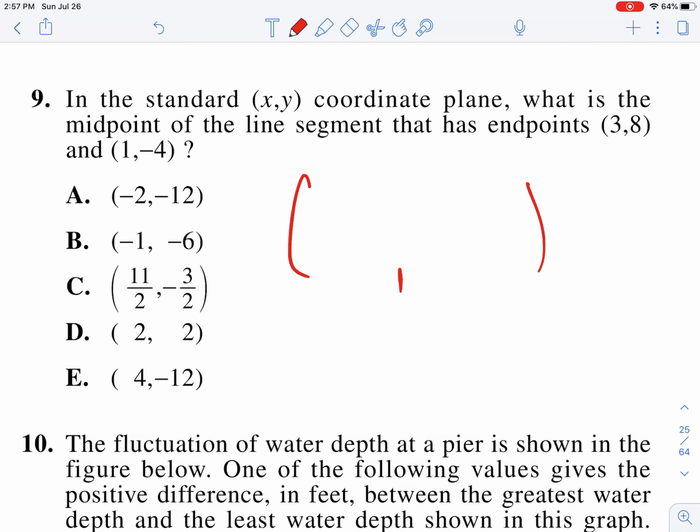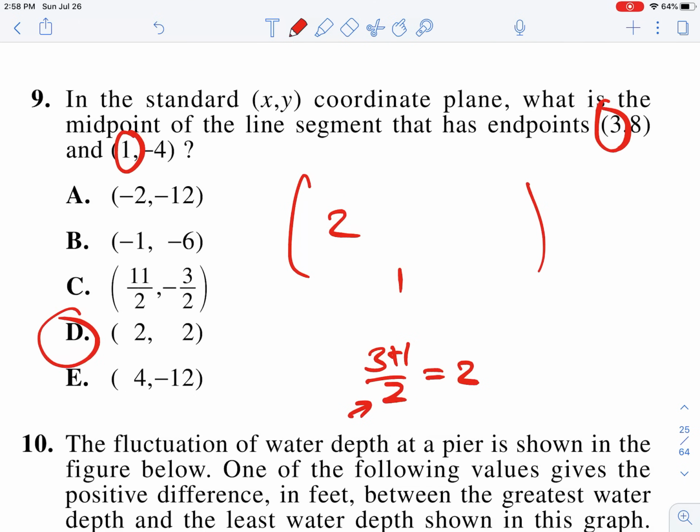So what is the average of the x values? The average of 3 and 1: 3 plus 1 divided by 2, because there are 2 values. You get 2. In essence, it's just the value that's perfectly in the center between the two. So we already know that our answer has to have a 2 in there, so D is the answer. Now we can also do it from the y value. Let's find the average of 8 plus negative 4 and divide that by 2. You should get 2 as well. And so you get 2 comma 2.